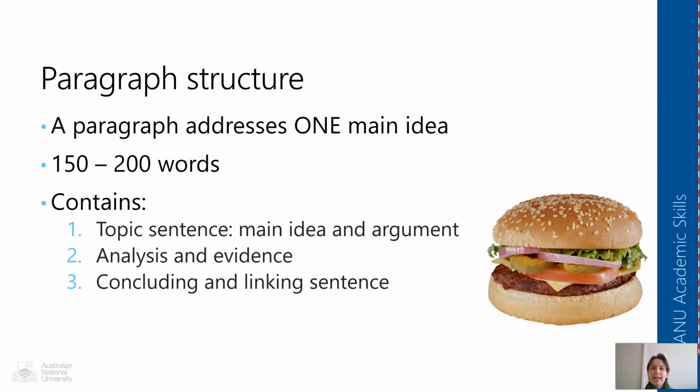So a paragraph usually contains three main elements. First of all, a topic sentence, and a topic sentence has to contain two things, both the main idea of the paragraph and how it helps the overall argument of the essay. Then, after your topic sentence, you're going to provide your analysis of the evidence. So that's your explanation of why the sources and examples that you use help to illustrate your main point, help to illustrate your argument.